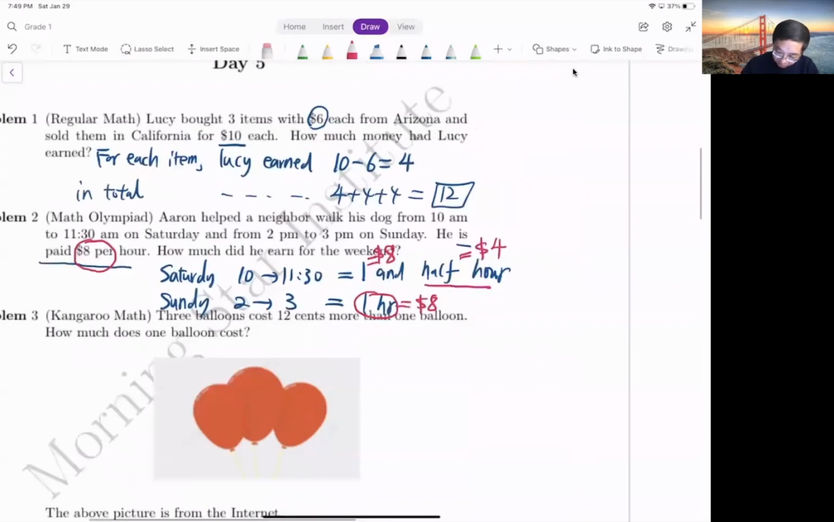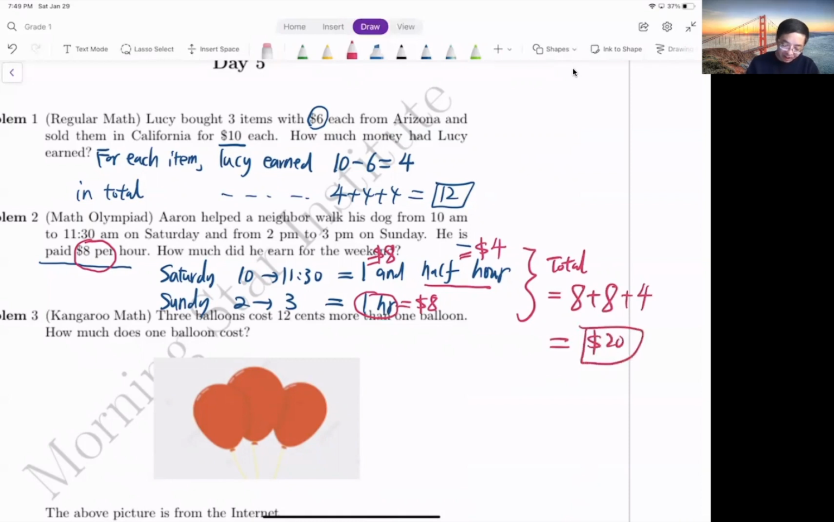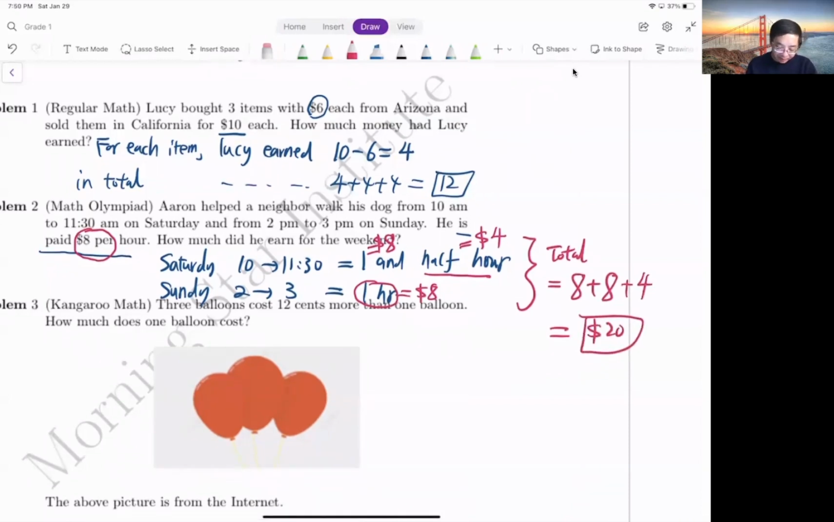And in total, from here we say, okay, he earned $8 plus 8 plus 4, that is $20. So this is the amount of money that Alan earned for the weekend.